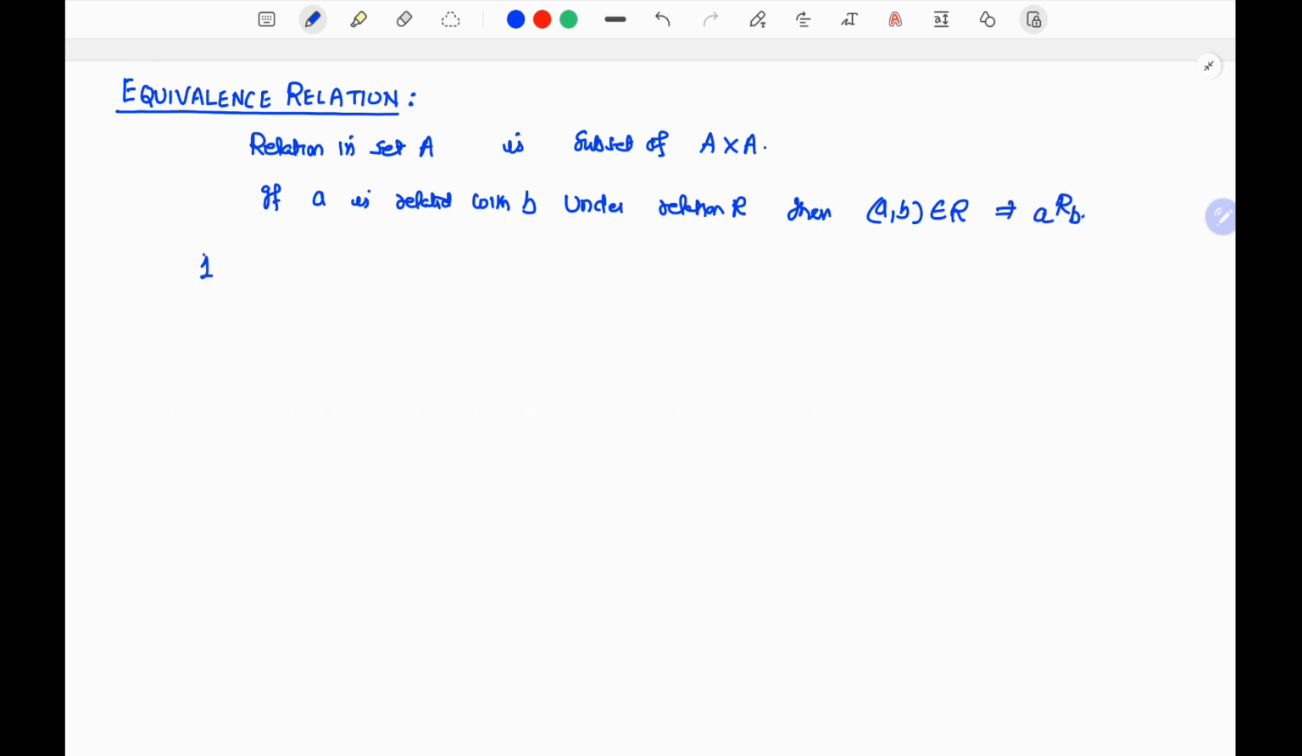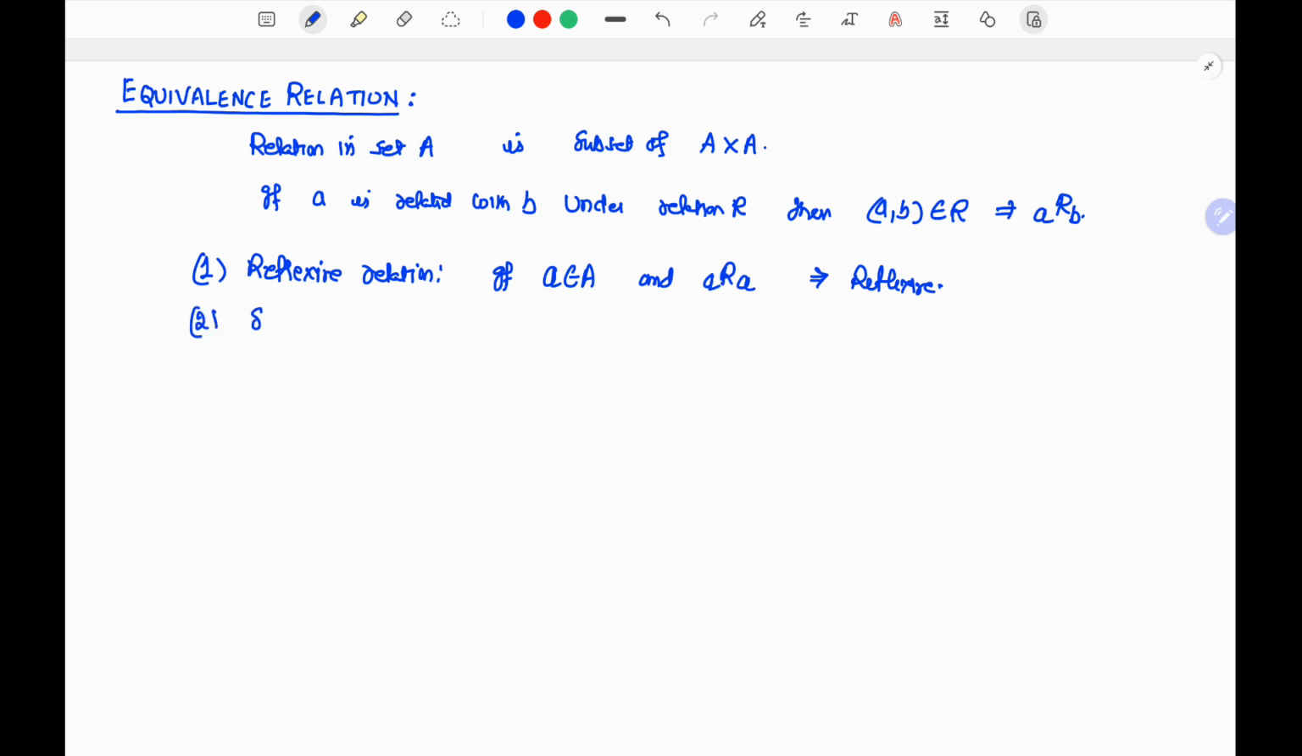So first we define a relation called reflexive relation. If a is an element of A and every element of A is related with itself under the relation R, then this is called reflexive relation.